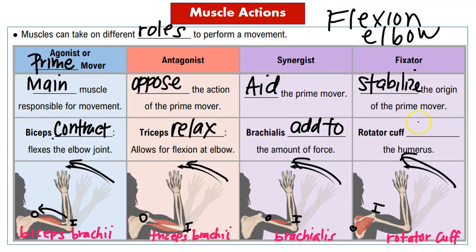So the rotator cuff is going to brace the humerus. So brace for impact. Just think about that. That's what all those muscles of the rotator cuff are going to do. And remember, that means we're dealing with usually a group of muscles here. And fixators are most likely a type of synergist or subgroup of synergists because, again, yes, they're going to be aiding this overall flexion of the elbow no matter what.